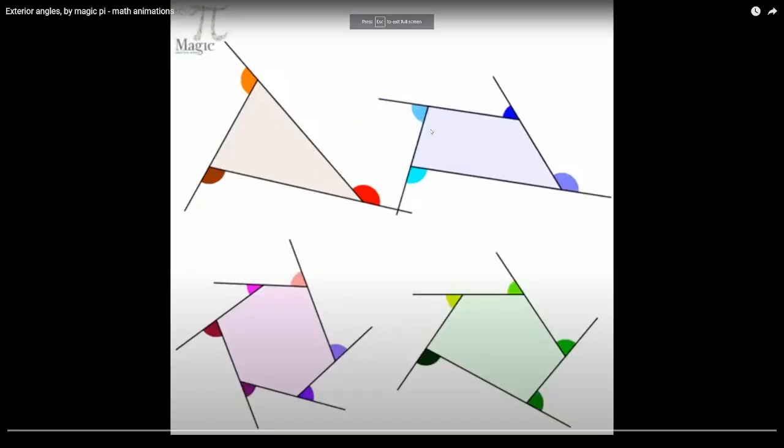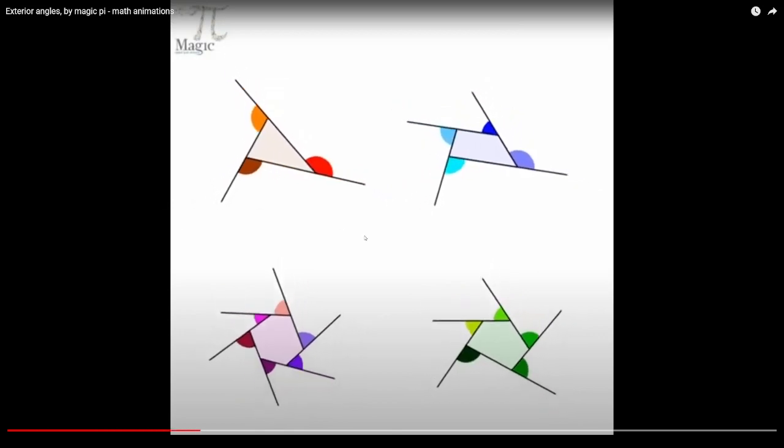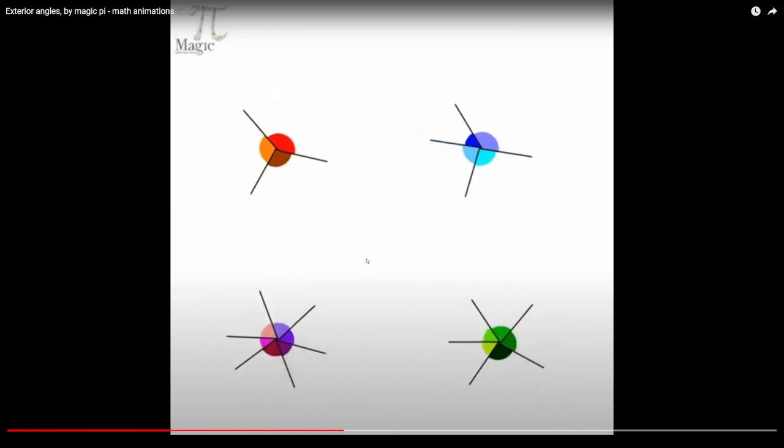We have a triangle, we have a quadrilateral, we have a pentagon, and a hexagon. Each of them has their exterior angles drawn. These are all going counterclockwise, I believe. I said I like to go clockwise, but it doesn't matter. As long as we go around the shape in one direction, that's what matters. So these are all the exterior angles, and look what happens if we collapse these shapes. If we bring them down and reduce the area basically to 0, all of the exterior angles come together and they all form circles. And we know that a circle has 360 degrees.